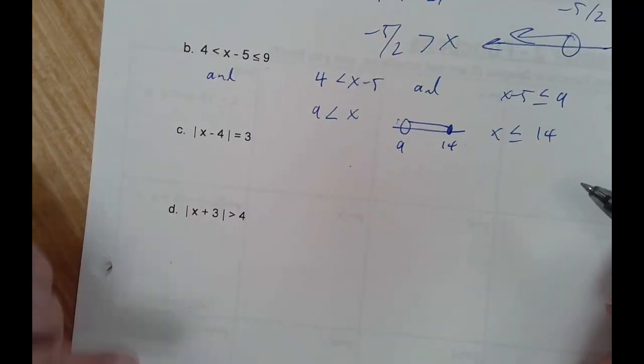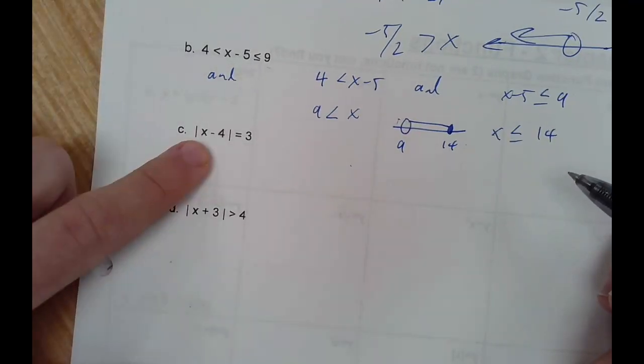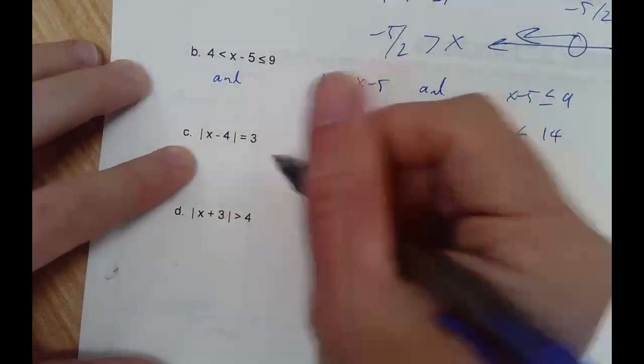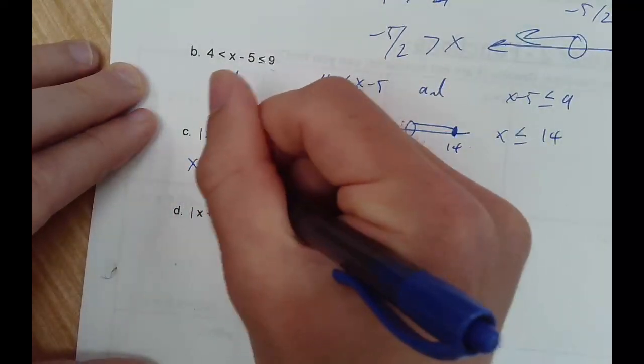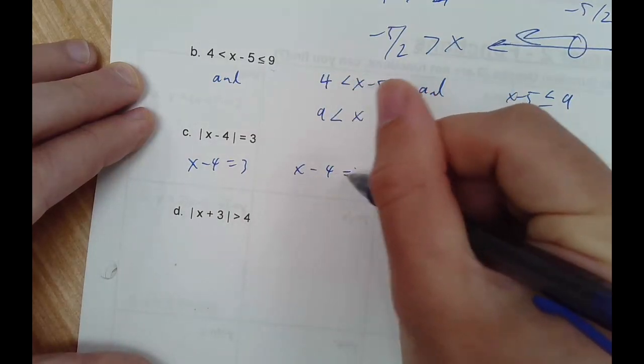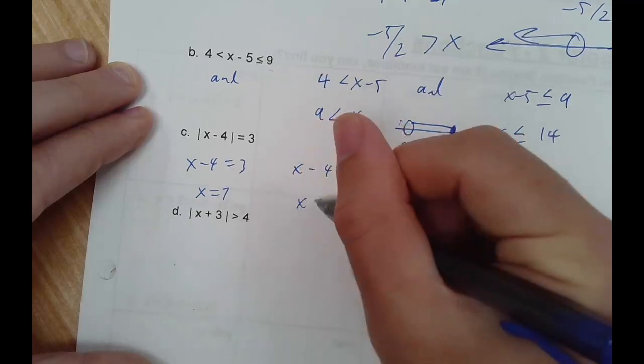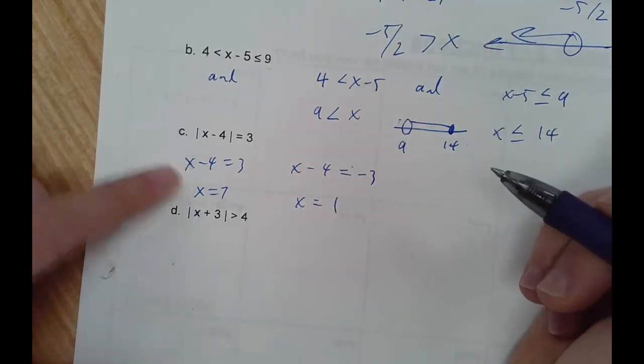For absolute value, you have to account for the inside of the absolute value being negative. So when it's an equality, you can say, okay, x minus 4 could equal 3, but it could also equal negative 3. And we solve from there. So we can have x equals 7 or x equals 1. Either of those would work here.